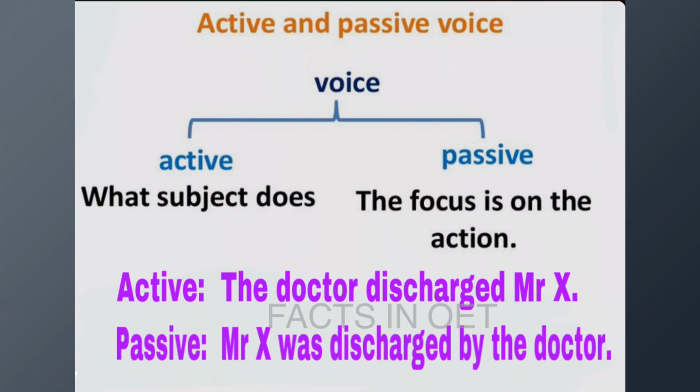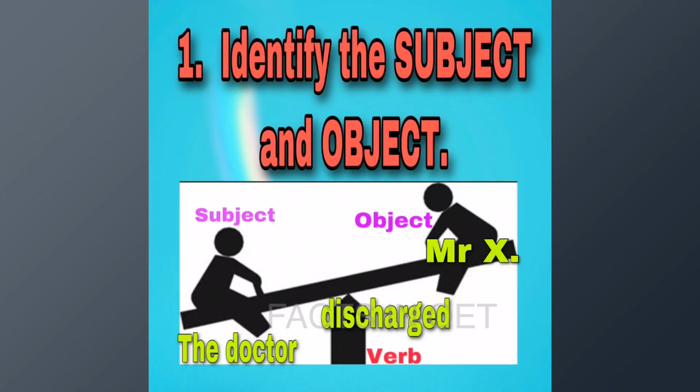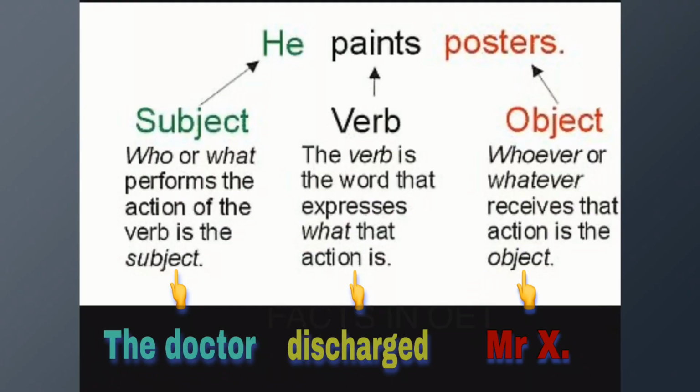Now let's move on to the steps, one by one, for how we can change an active voice to a passive voice. The first step is to identify the subject and the object. In a sentence, you have to identify what is the subject and what is the object. I have already explained how you can identify the subject and the object. Here is an example. The doctor discharged Mr. X. Here, what is the subject?